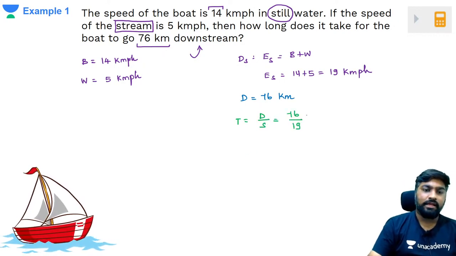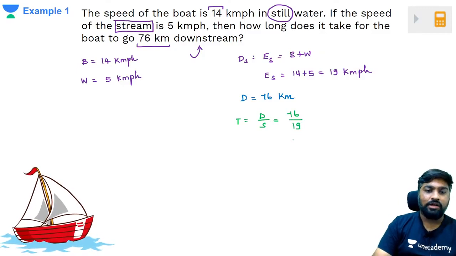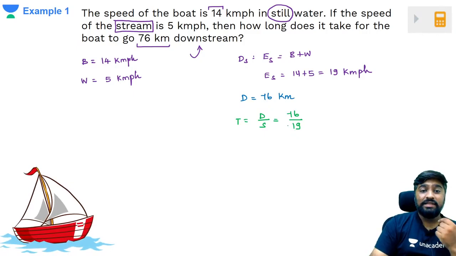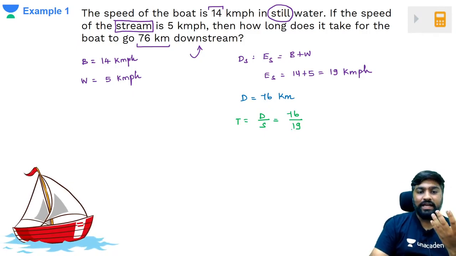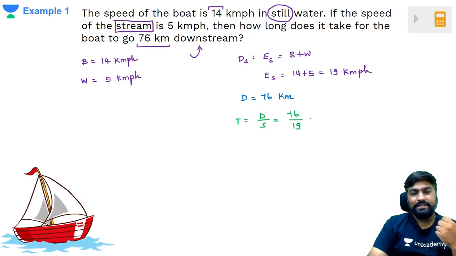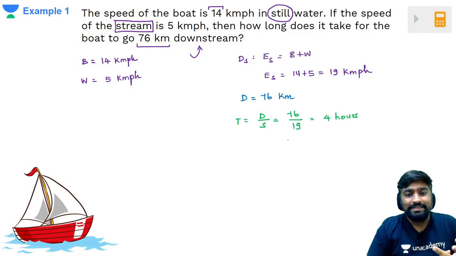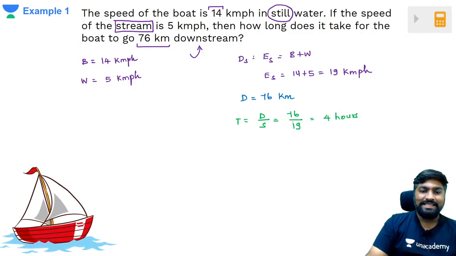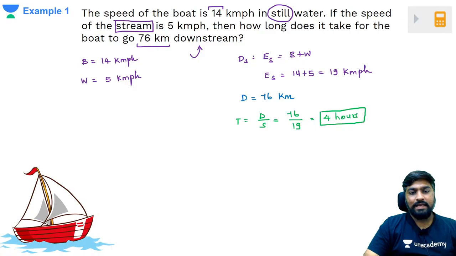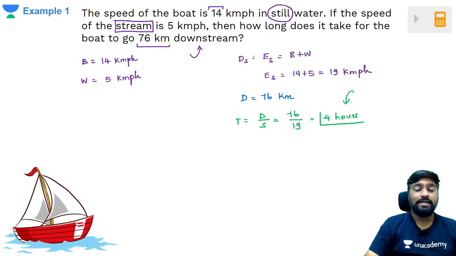Now you'd be wondering, should I know 19 tables? Not really. If the denominator was 20, and the numerator was 80, then it's what? 4 times. So just check. If I reduce 4 from 80, I get 76. That basically means this is 4 hours. Or 19 twice is 38, 38 twice is 76. So how long is it going to take? 4 hours. Beautiful.